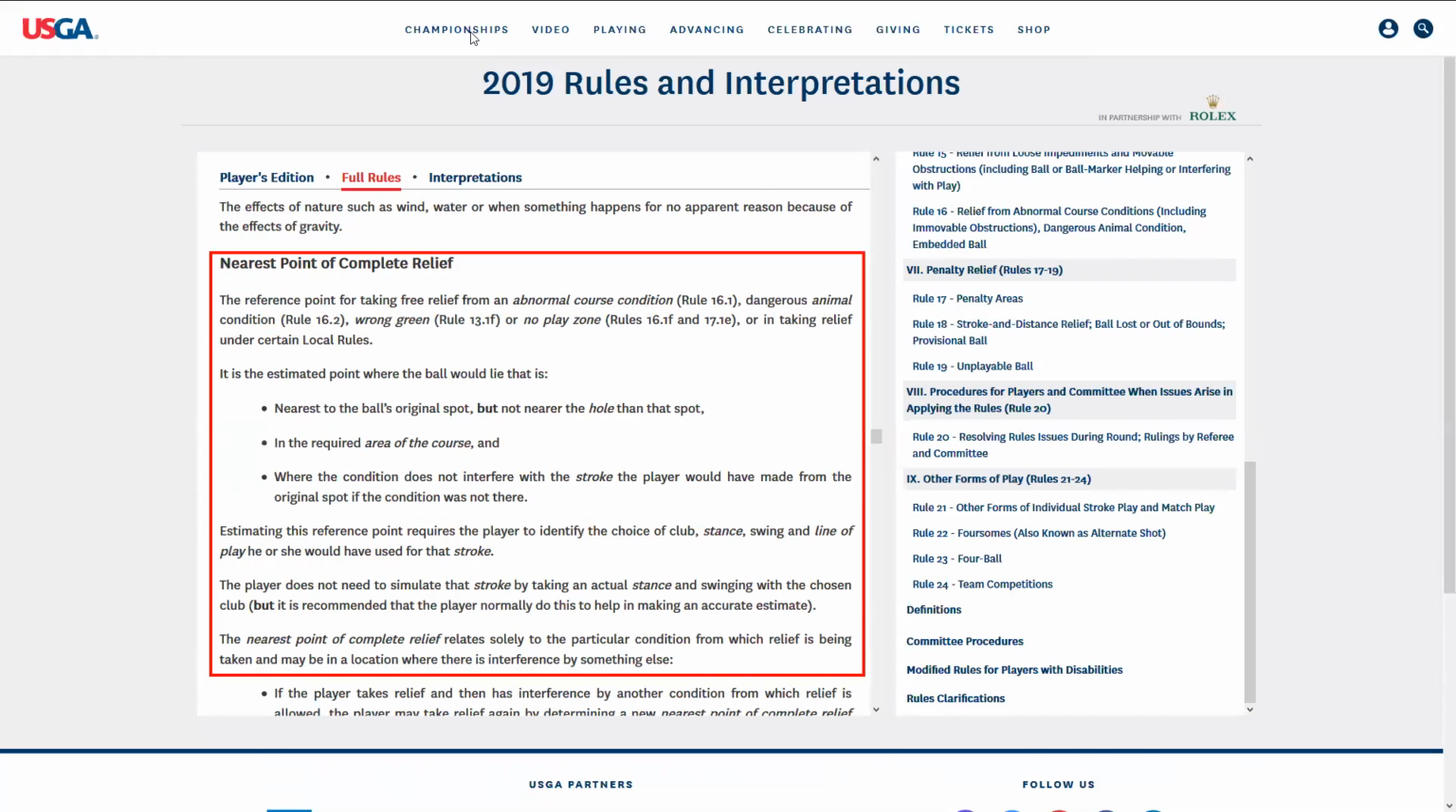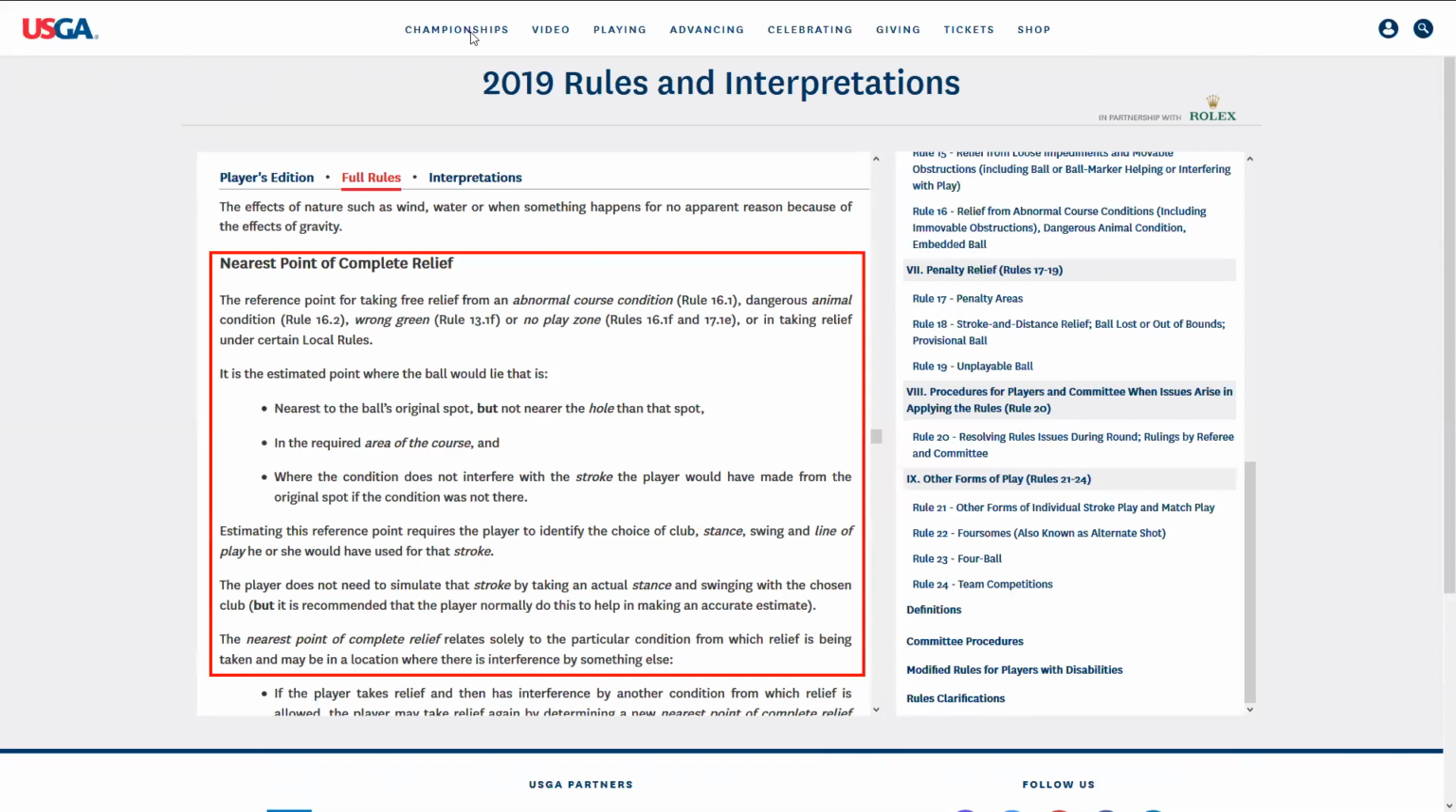16.1, abnormal course condition. 16.2, dangerous animal conditions. Wrong green, 13.1F, which we talked about last time, and a no play zone, which we're going to cover today. It is the estimated point where the ball would lie that is nearest to the ball's original spot, but not nearer the hole than that spot. So it is the nearest spot. It's not the best spot, it's the nearest spot. In the required area of the course, and where the condition does not interfere with the stroke the player would have made with the original ball.